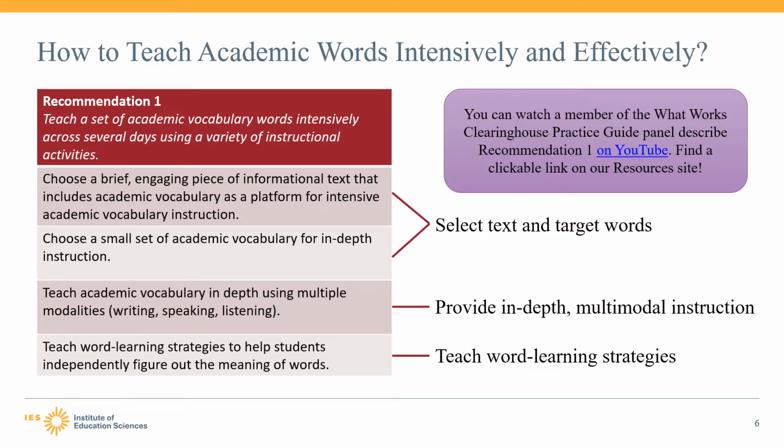So as just mentioned, the 4 implementation steps that are contained in this recommendation 1 give us the structure of the 3 modules for this vocabulary tutorial. And we can extract from those 4 implementation steps these 3 different focuses that we'll go into in some depth over the course of the 3 modules. The first is about selecting text and target words, both selection activities that have some similar characteristics. The second is providing in-depth multimodal instruction. And the third is teaching word learning strategies.